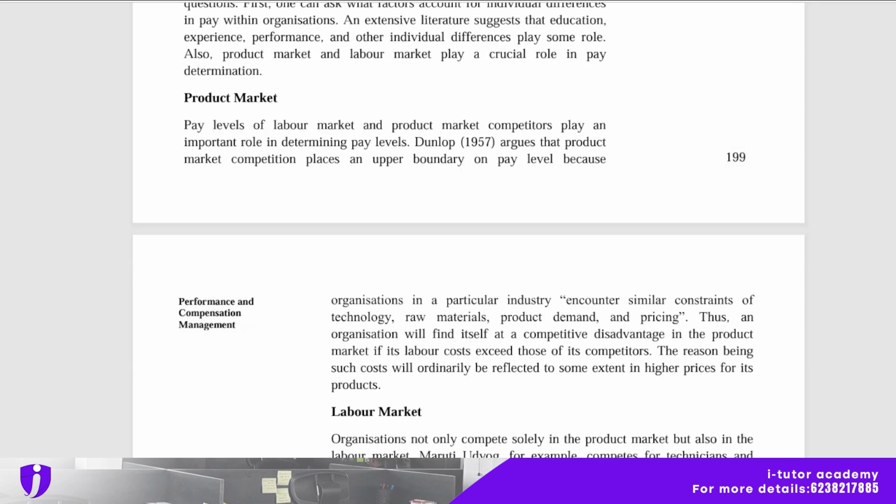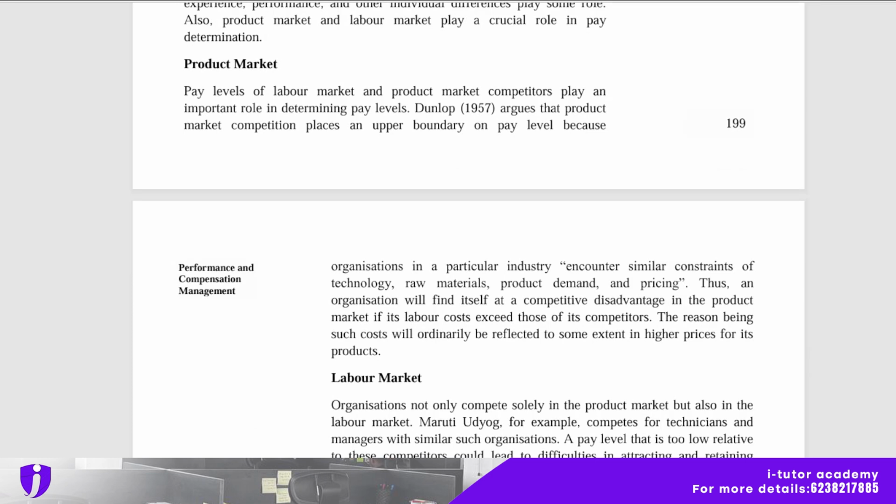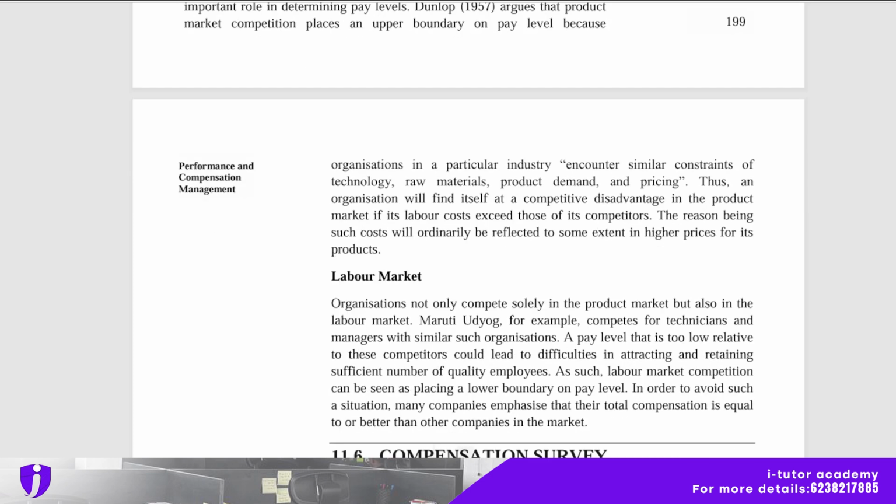Pay levels of labor market and product market competitors play an important role in determining pay levels. Dunlop, in 1957, argues that product market competition places an upper boundary on pay level because organizations in a particular industry encounter similar constraints of technology, raw materials, product demand, and pricing. Thus, an organization will find itself at a competitive disadvantage in the product market if its labor costs exceed those of its competitors, the reason being such a cost will ordinarily be reflected to some extent in higher prices for its products.